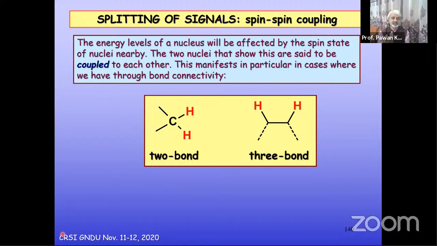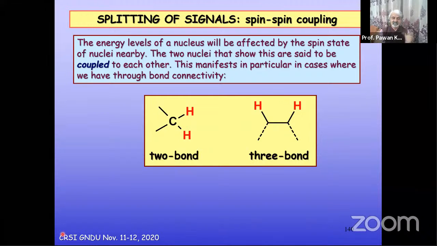We started with a bare nucleus. Then we added the contribution of the circulating electrons of that very nucleus. But we thought of only 1 proton, 1 hydrogen which is isolated. Earlier we thought there is only 1 nucleus. But here we did not take into account the impact of the nuclei which are nearby. Because the energy levels of a nucleus are affected not only by the induced magnetic field generated by itself, not only by the applied magnetic field, but also by the spin state of the nuclei nearby. So the energy levels of a nucleus will be affected by the spin state of the nuclei nearby.